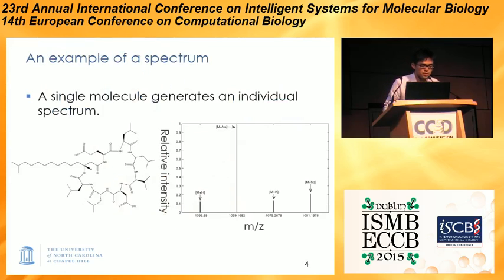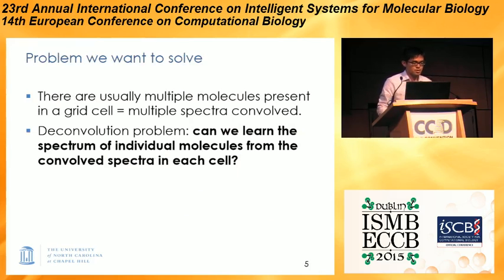A single molecule generates its own spectrum. For example, this is a molecule called surfactin, which is produced by some bacterial strains, and this is its molecular mass spectrum. However, in most cases, there are multiple molecules present in a grid cell. Therefore, multiple spectra convolve in a grid cell, so we have a convolution problem. Can we learn the spectra of individual molecules from the convolved spectrum in each cell?